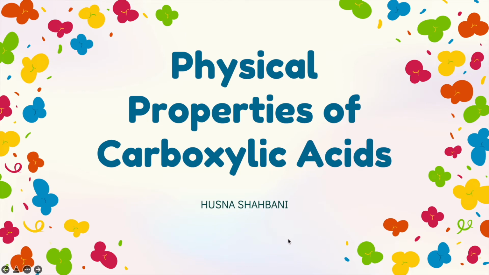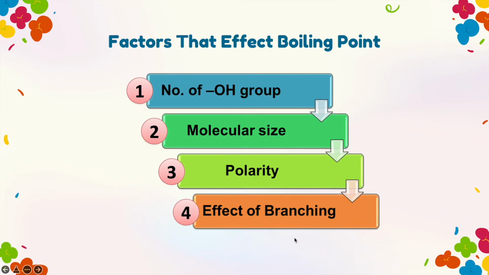Physical properties of carboxylic acid. There are 4 factors that affect the boiling point. The first one is the number of OH groups, followed by molecular size, and then polarity. Finally, the effect of branching. This is only used when the number of carbons is the same. Then we can explain about branching.